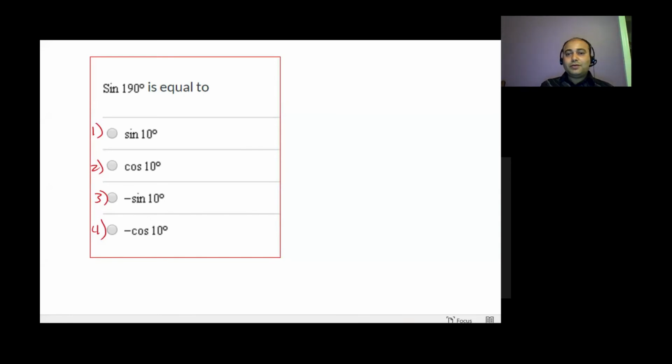All right, most of you got option 3. Let's see what we got. If I want to find sine 190, this is the x-axis, the y-axis, 190 will be 180 plus 10, right? So it's going to be right here. That's 10. So your reference angle is the angle from here to here, which is 10 degrees.